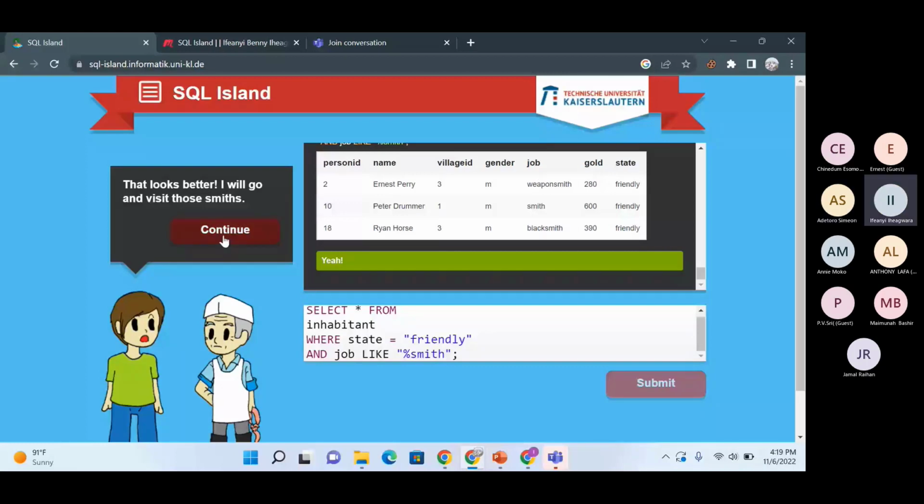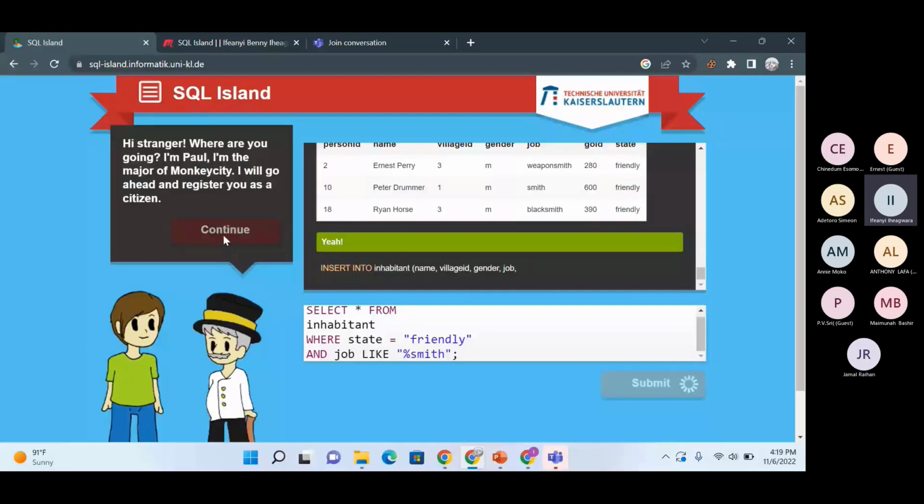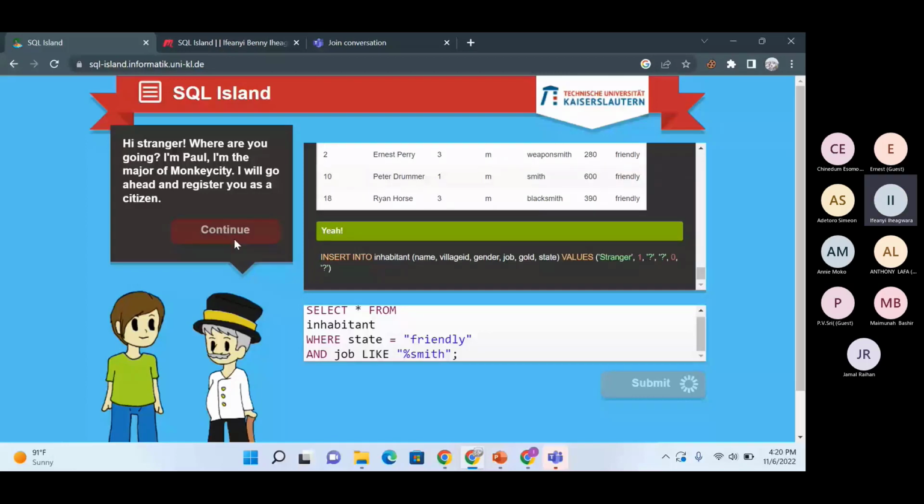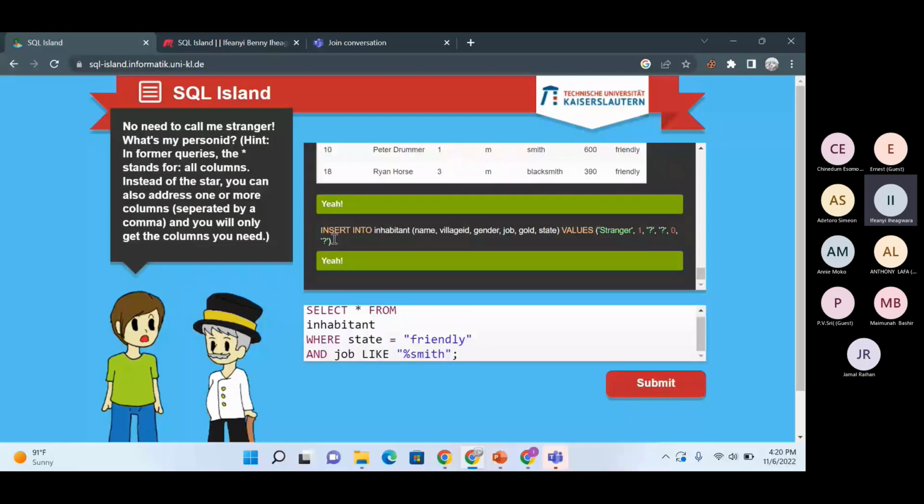So at the moment, they said where is it going to? It wants to go and register itself as a citizen of the village. Okay. So that's been done for us. So at the moment he has an ID and they gave him the simple name, which is stranger. Okay.